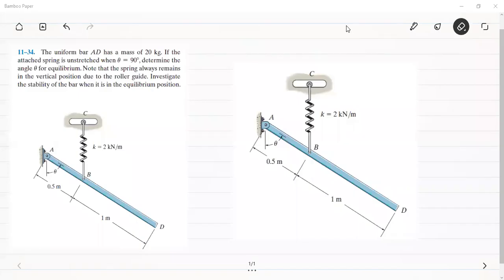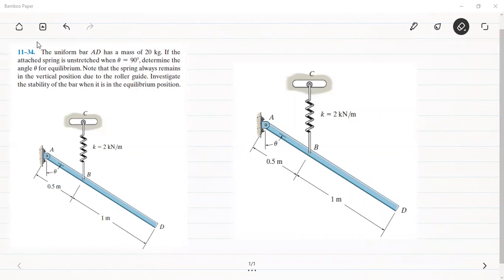In this video, I am going to discuss a very basic fundamental problem so that the students get an idea of how to use the potential energy criteria for equilibrium and consequently determine what type of equilibrium the system is in, whether it is in stable, unstable, or neutral equilibrium.